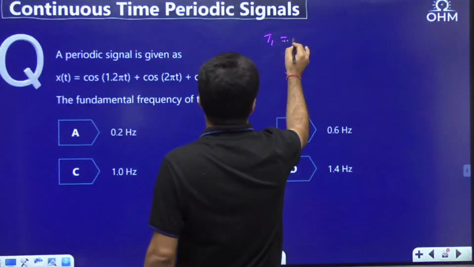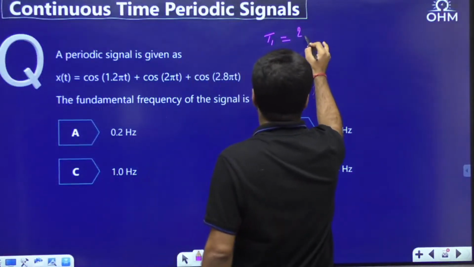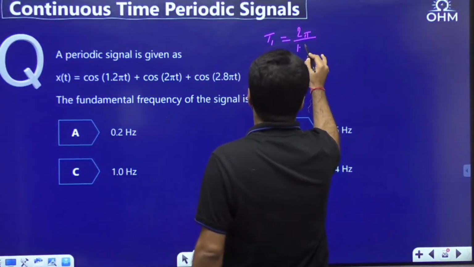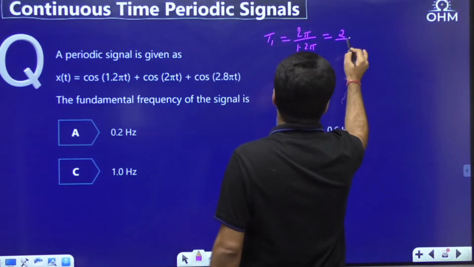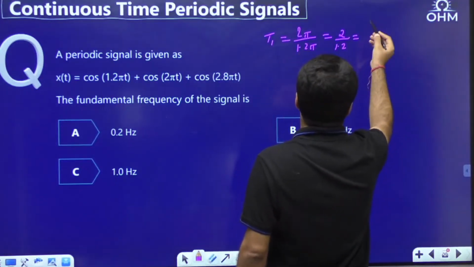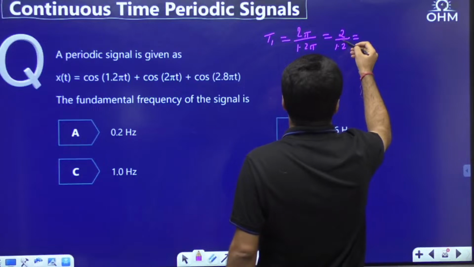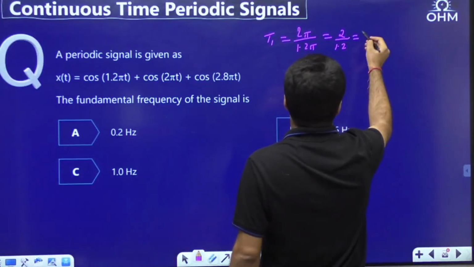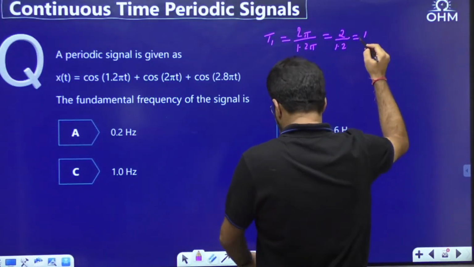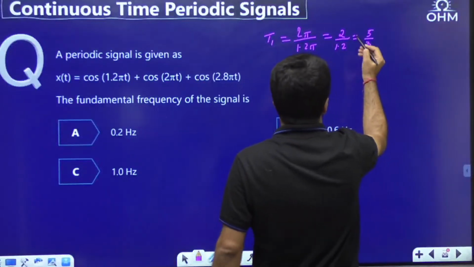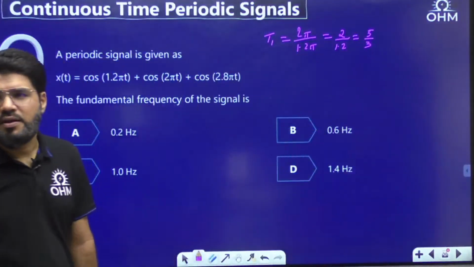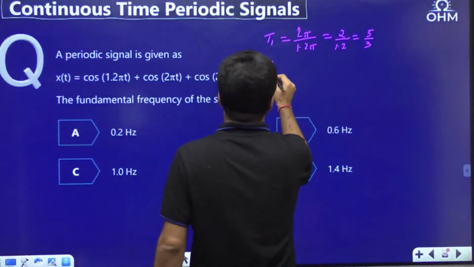Look, what is the time period T1? 2 pi upon 1.2 pi, that is 2 upon 1.2. If you cancel by 0.2, it is 10 by 6, or cancelling by 0.4, this is 5 by 3. What is the time period T2?